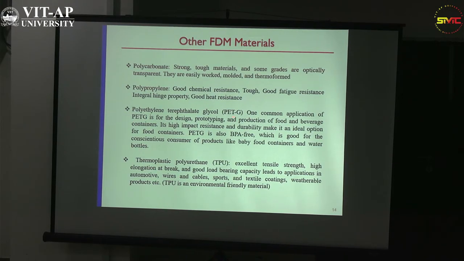Then the next important material is PETG. PETG has many good applications. It is used for design, prototyping, and it is suitable for food containers etc. So for those applications, we are going to use PETG. And similarly, thermoplastic polyurethane exhibits excellent mechanical properties. So when the product is undergoing mechanical loads, it is almost always suggested to use TPU material. Now remember, all these materials are commercially available. You need not think much, you need not fabricate them by yourself.